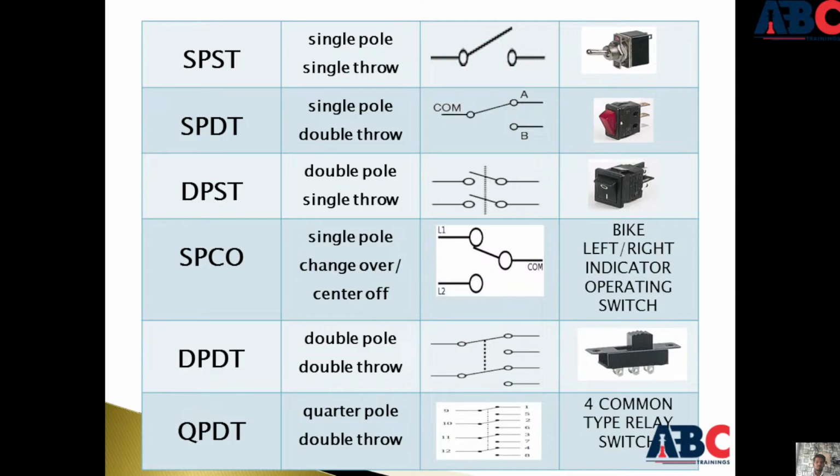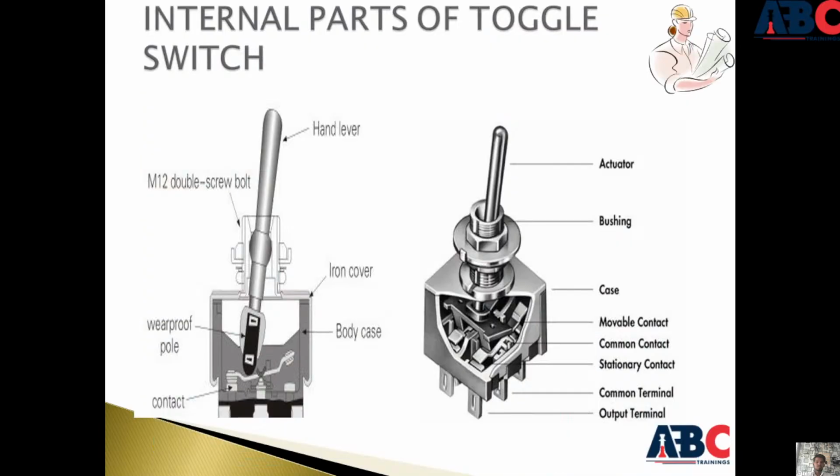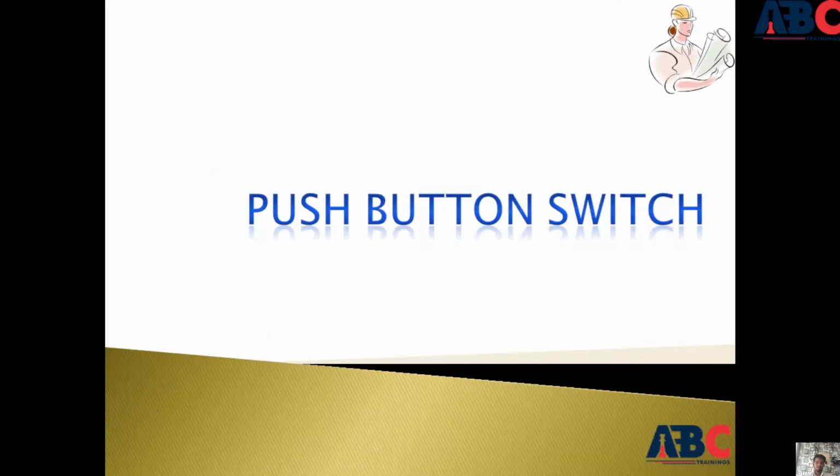Internal parts of toggle switches are the hand lever, body case, iron cover, wheel, pole, and contact. The main parts are the actuator, bushing, case, movable contact, common contact, stationary contact, common terminal, and output terminal.